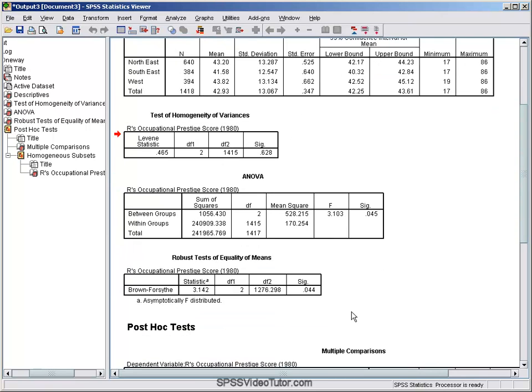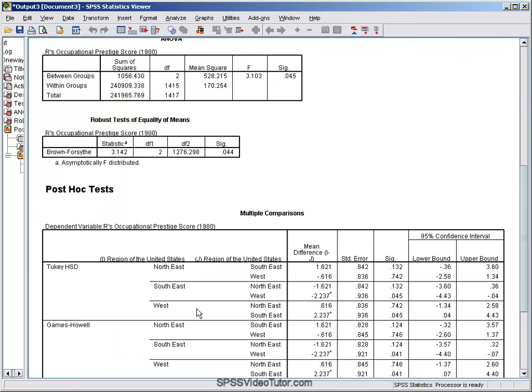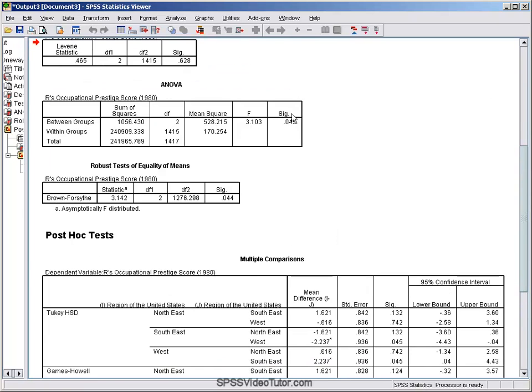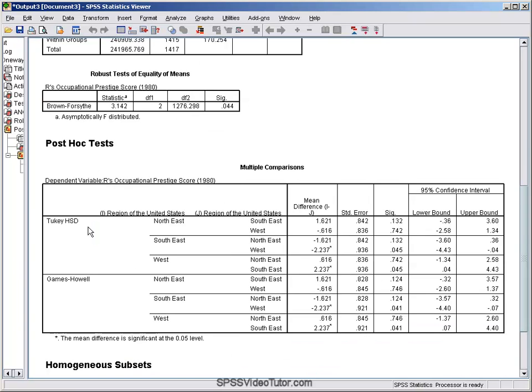Okay? Now, if the assumption around homogeneity of variance was violated, meaning if this were less than 0.05, then we would use this table instead of the ANOVA table. We only look at the multiple comparison table if we find the significance value is less than 0.05 for the ANOVA or the robust test of equality of means. If the variances are equal, we use Tukey's HSD. If they are not equal, we use the Games-Howell test.